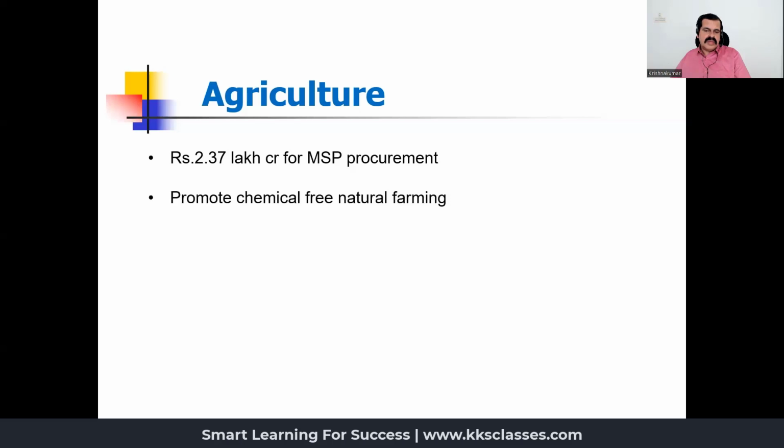The government also seeks to promote chemical-free natural farming and also the use of Kisan drones to aid farmers by way of land mapping, spraying of pesticides and nutrients, and also for understanding the nature of crops and all that. So this is again a very good attempt.